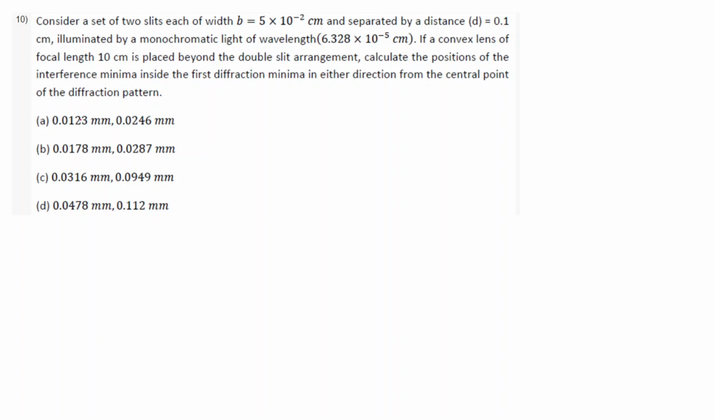This will be question number 10. We have to consider a set of two slits, each of width 5 times 10 to the power minus 2 centimeters, separated by a distance D, which is 0.1 centimeter, illuminated by monochromatic light of wavelength 6.328 times 10 to the power minus 5 centimeter. A convex lens of focal length 10 centimeter is placed beyond the double slit arrangement. Calculate the position of interference minima inside the first diffraction minima.